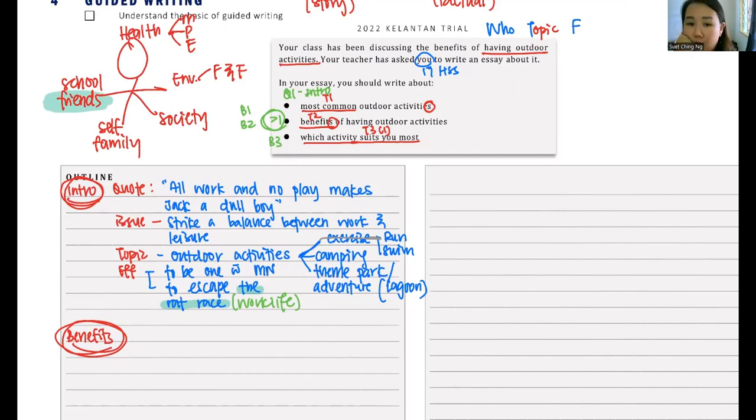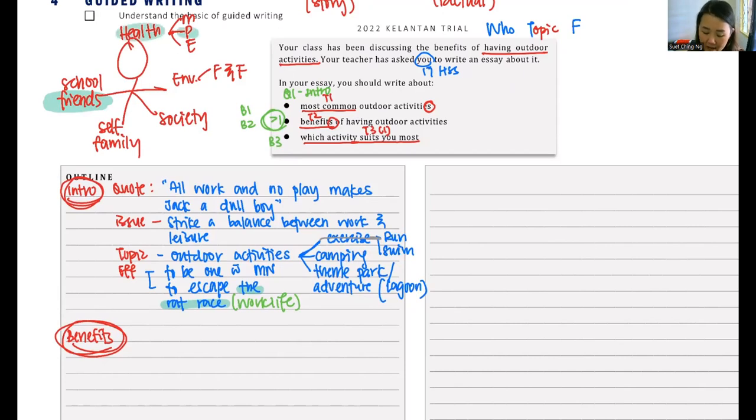One more. What else can you say? Again, use your examples. If you choose camping with friends and family, you can get closer. If I say running and swimming, yes, Jeremy. Not bad.